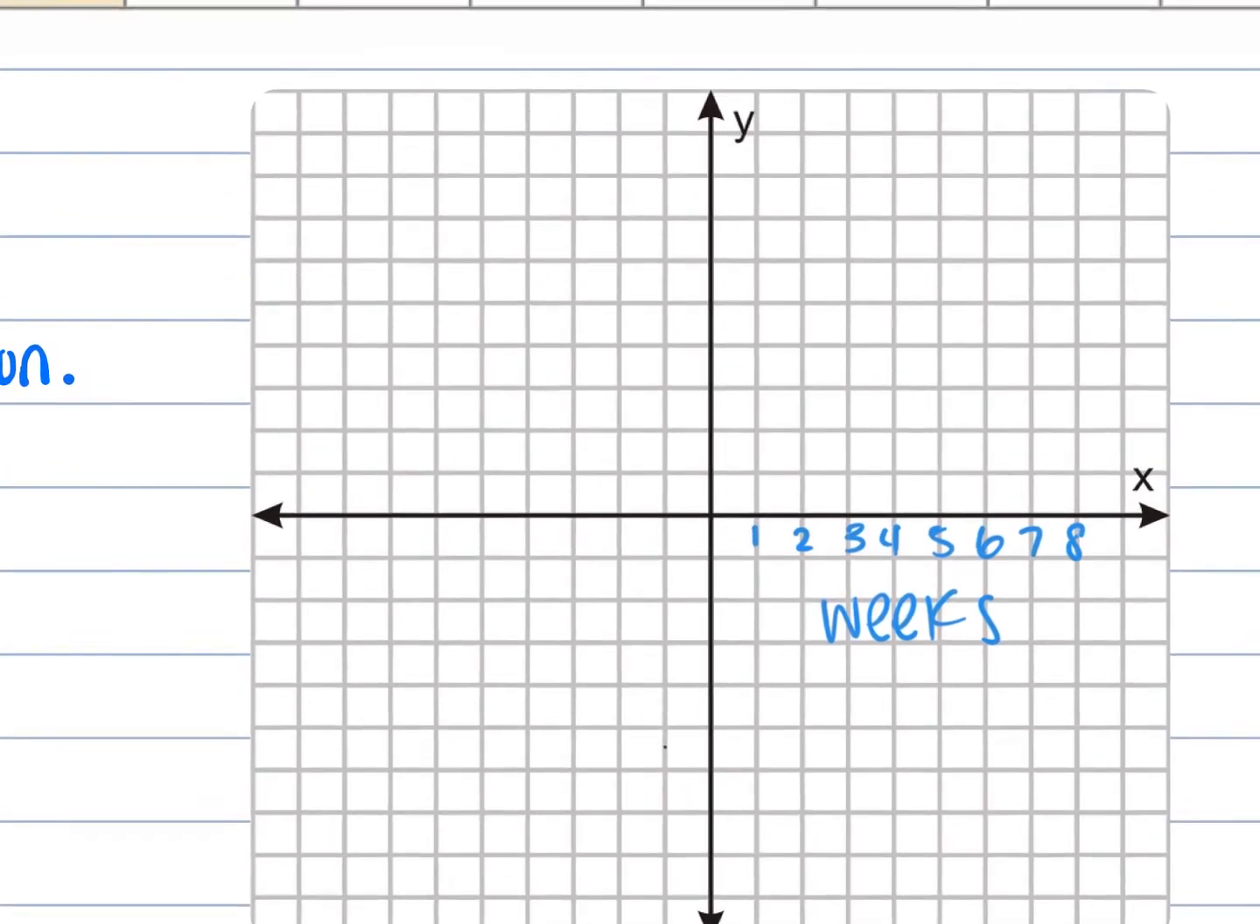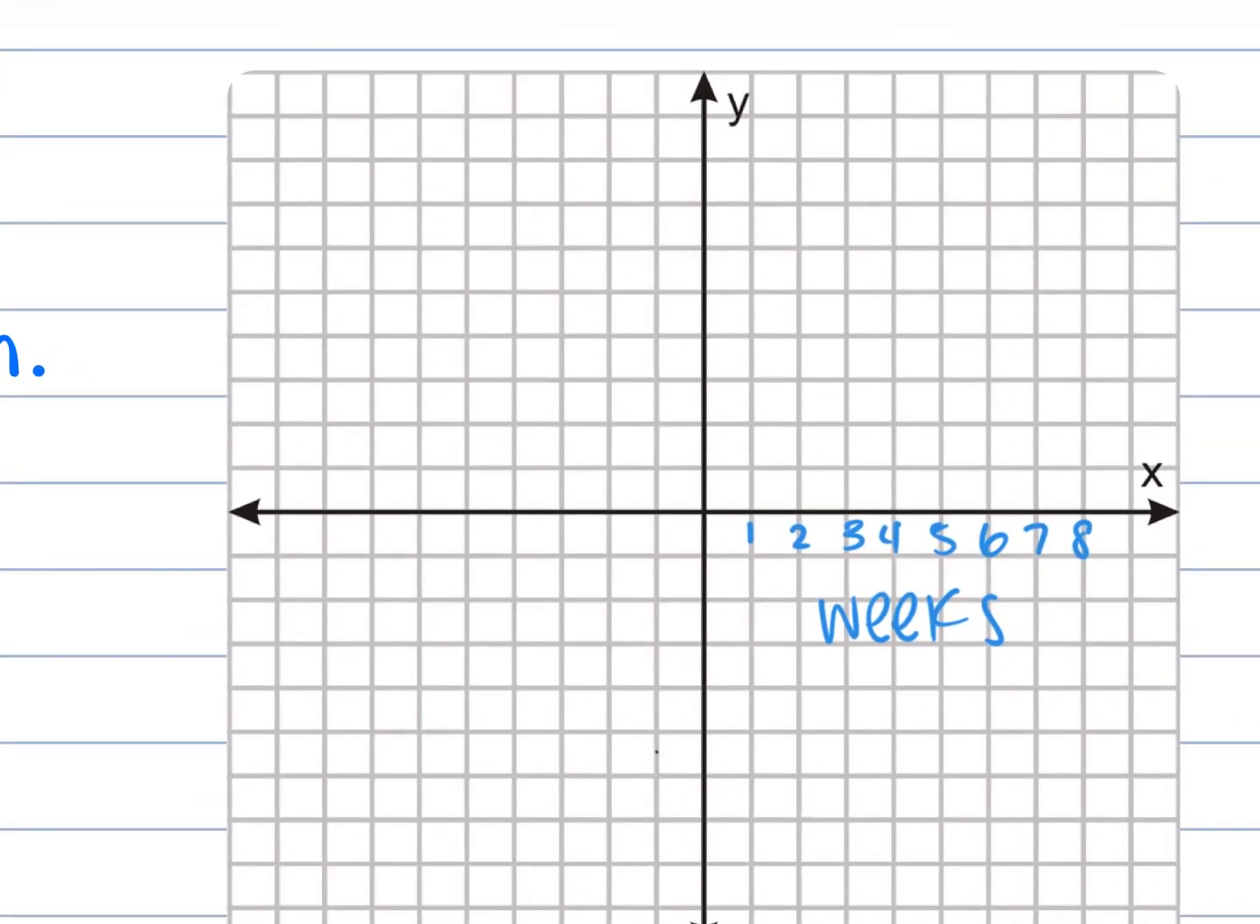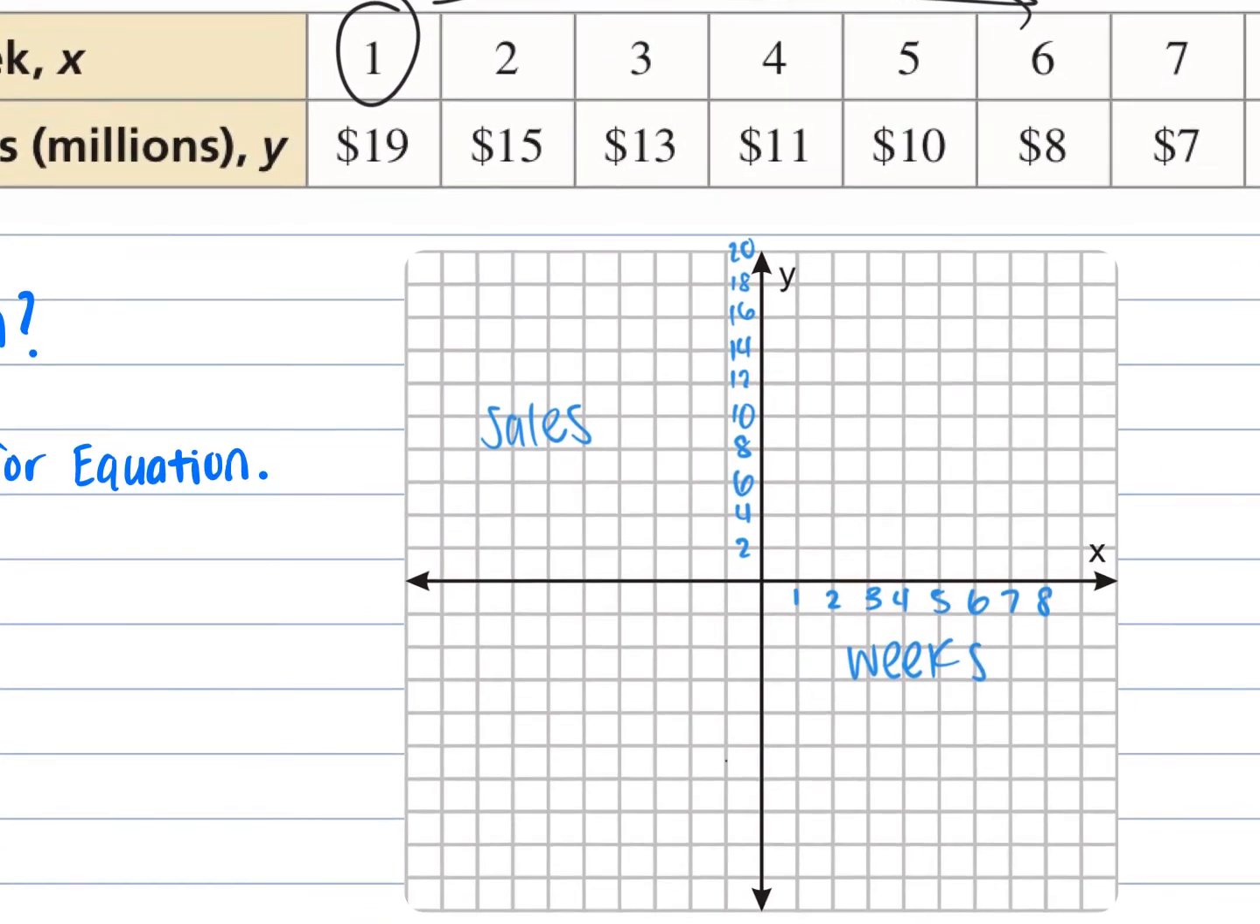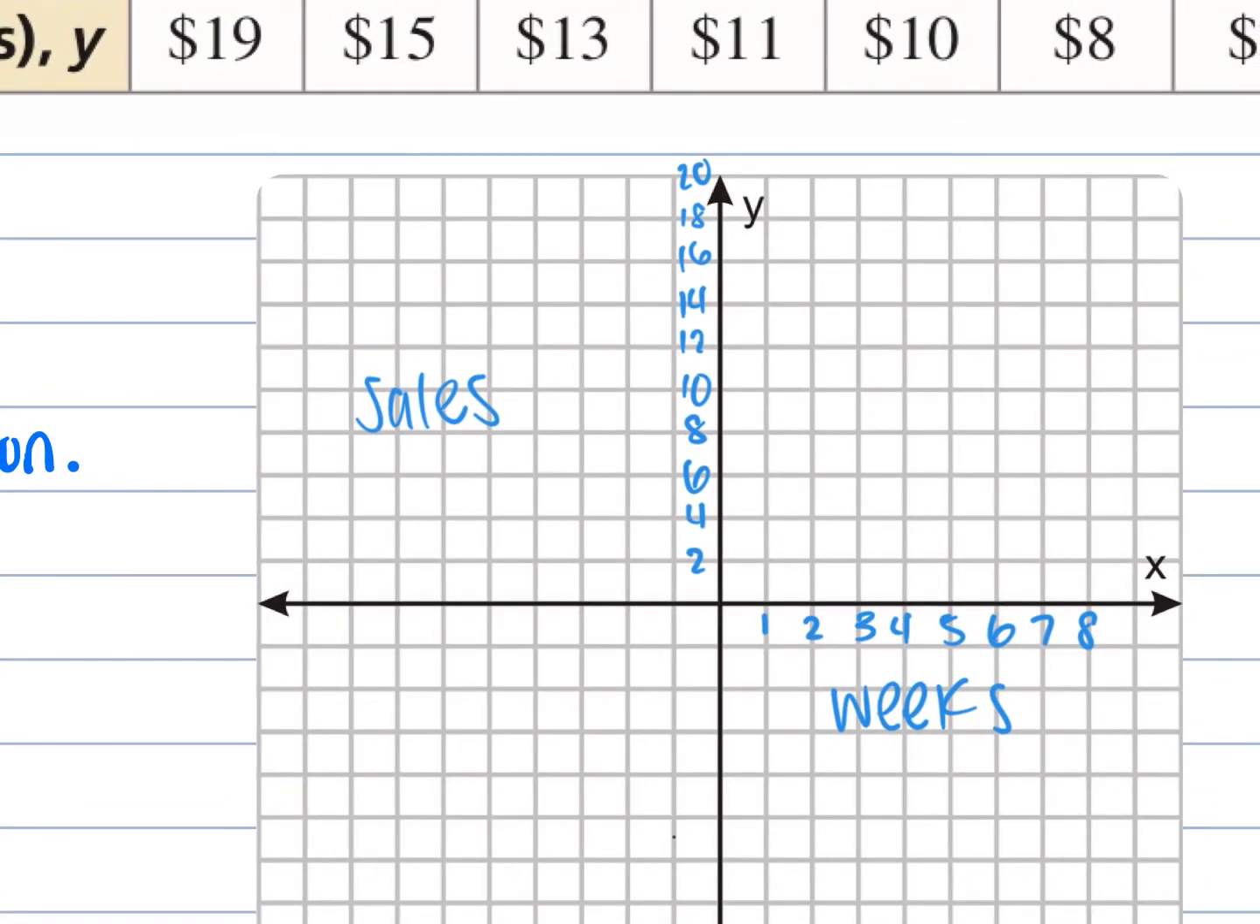Okay. What's my y-axis going to be? The sales, okay? Now, what should I count by to have all the sales in there? Gabriel? By 2s. So go 2, 4, 6, 8, 10, 12, 14, 16, 18, and 20. Because what's the largest number of sales? 19, right? And it's in millions. So $19 million.